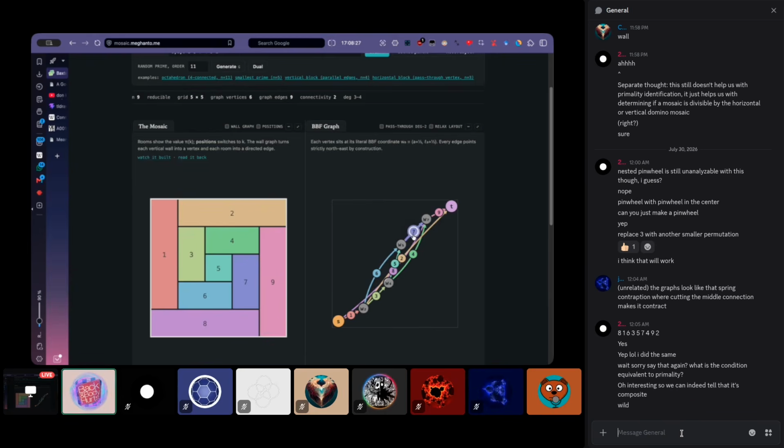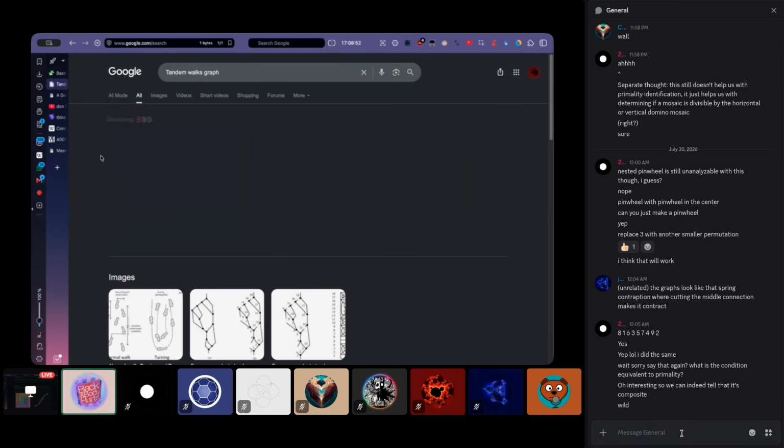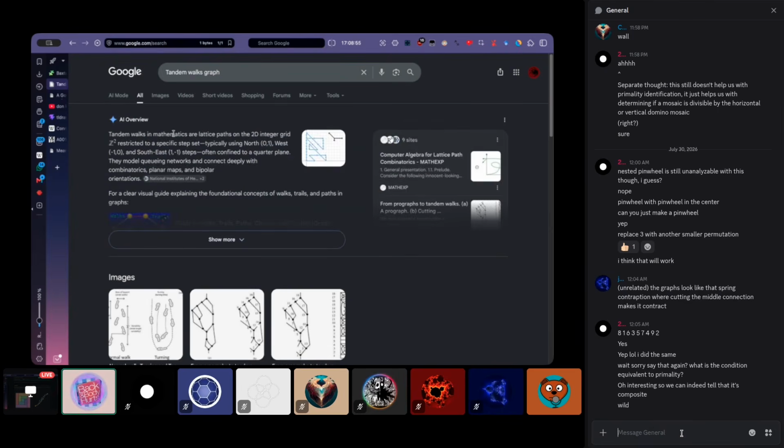Yep. And these coordinates, where the vertices are currently sitting, are also meaningful. They correspond to a certain kind of lattice walks in the positive quadrant. So this particular mapping also corresponds to something called tandem walks. They correspond to a lattice path on the 2D integer grid, restricted to a specific step set.